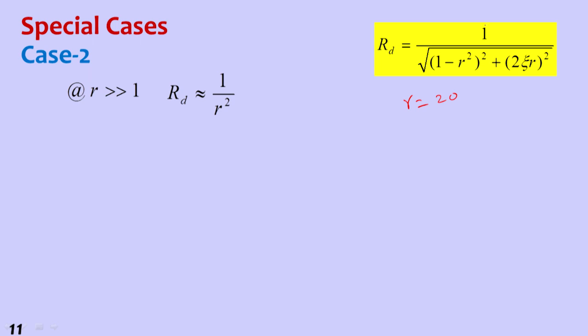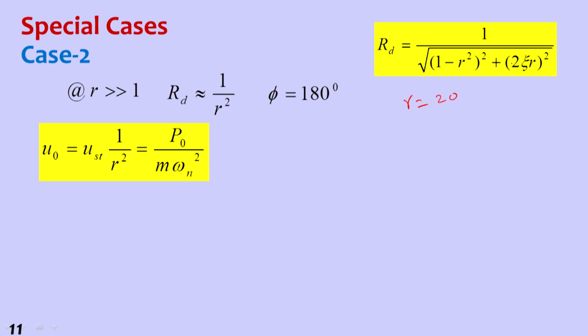You will get in this one, and zeta, any value of zeta will become insensitive there, like 1 by R square. Rd is approximately equal to 1 by R square, and this shows that it is out of phase. So when the R value is more than 1, vibration becomes out of phase. When the R value is less than 1, the vibration amplitude is in phase.